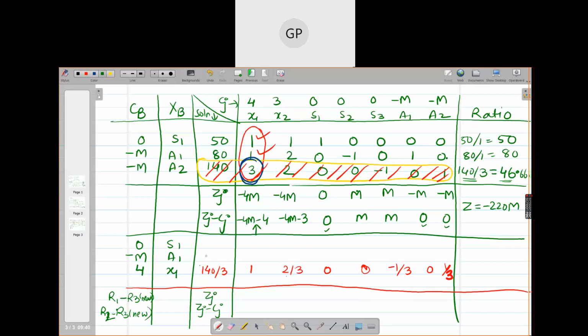Yes. So first one, 50 minus 140 by 3. So that is 10 by 3. Is it correct? 10 by 3, yes, correct? Yes, ma'am. Okay, 10 by 3. So this is the new row I am getting. Next, 1 minus 1, 0, right?